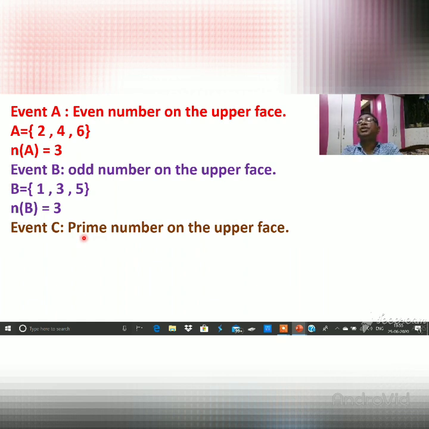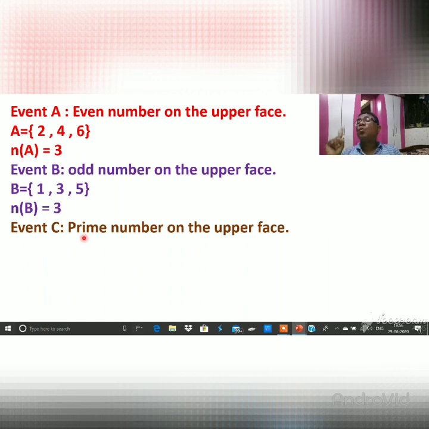Another prime number is 3. See, 3 is divisible by 1 and 3 is divisible by 3. So another prime number is 3. Then 5. 5 is also a prime number, because 5 is divided by 1 and 5 is divided by 5. So prime means a number is divisible by 1 and by itself. Such a number is called a prime number. Is that clear?